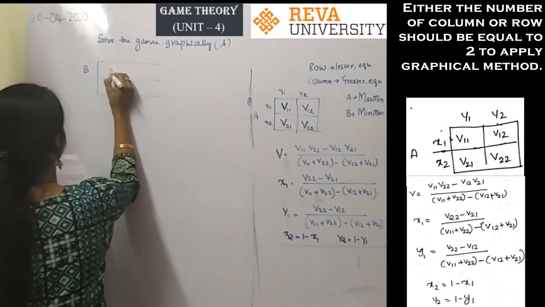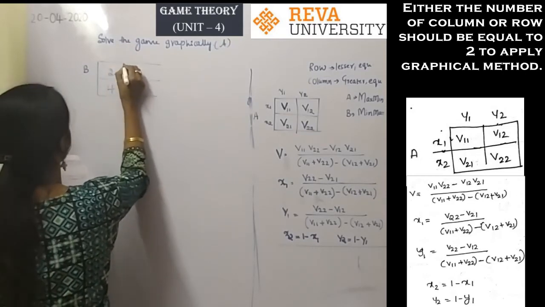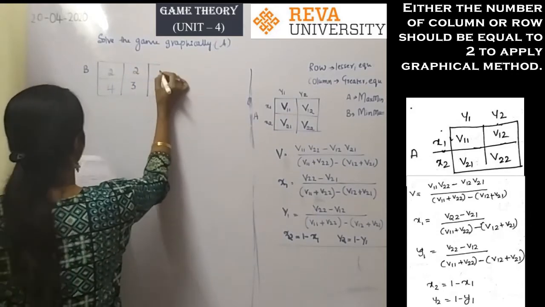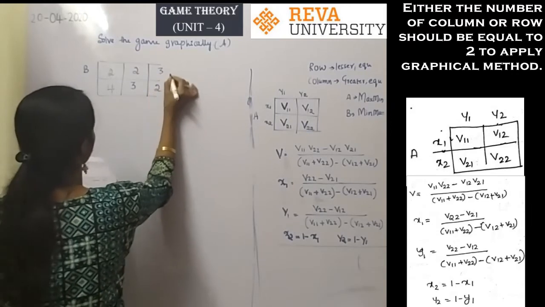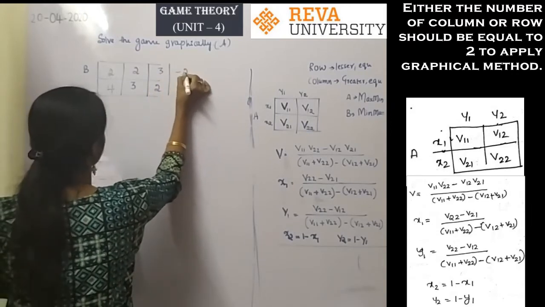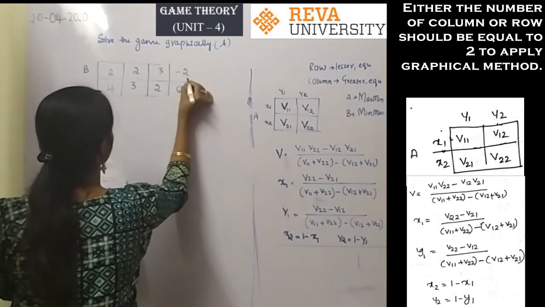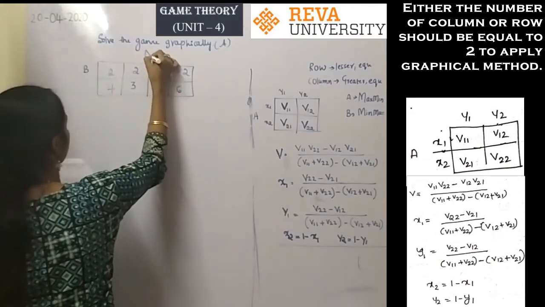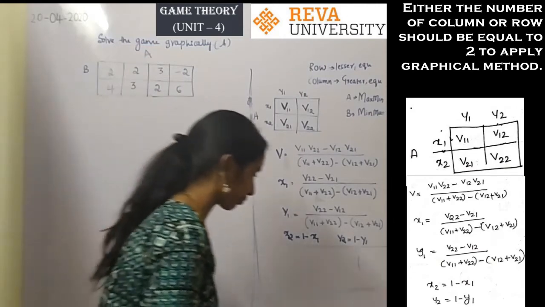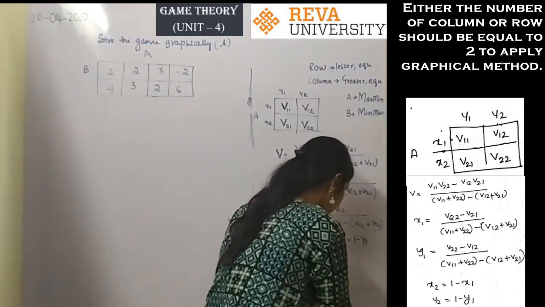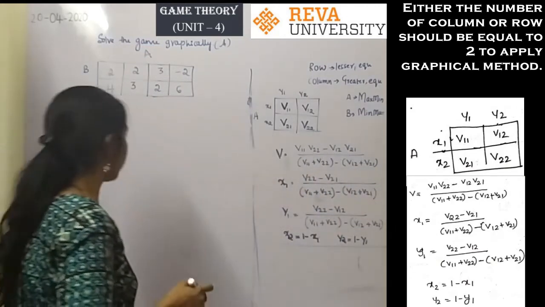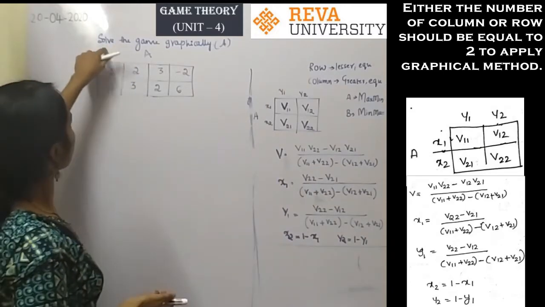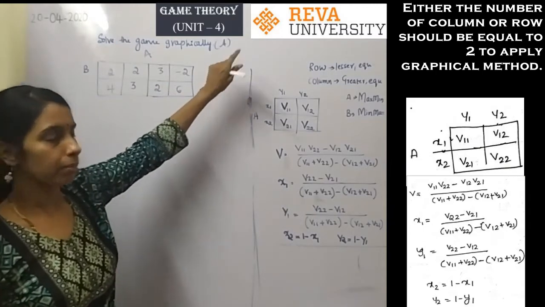2, 4, 2, 3, 3, 2, minus 2, 6, and here B, here A. Now, what is given here? The payoff matrix of A is given. So, solve the game using the graphical method.